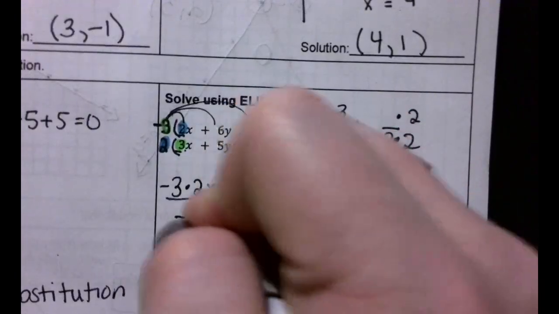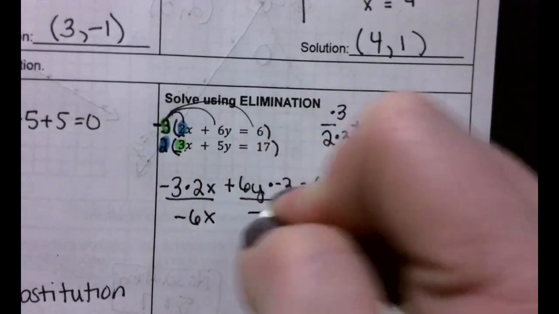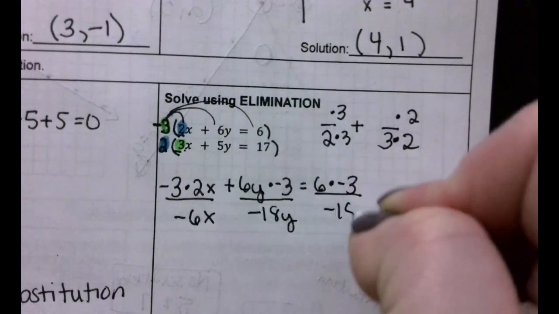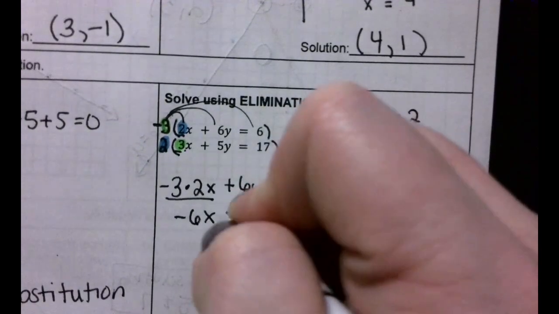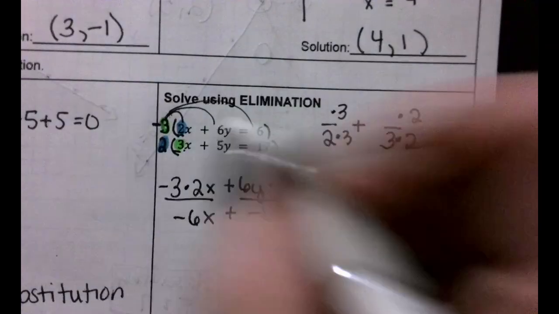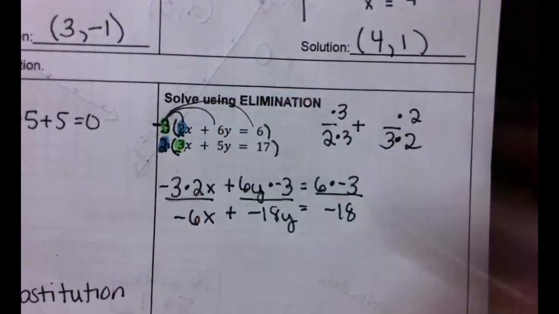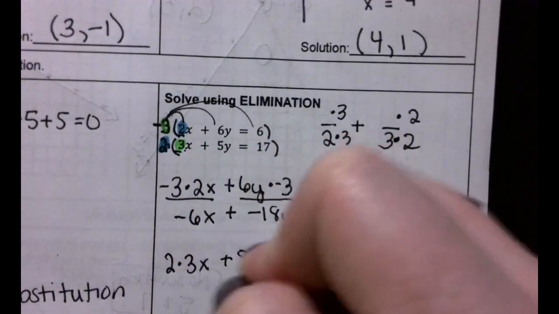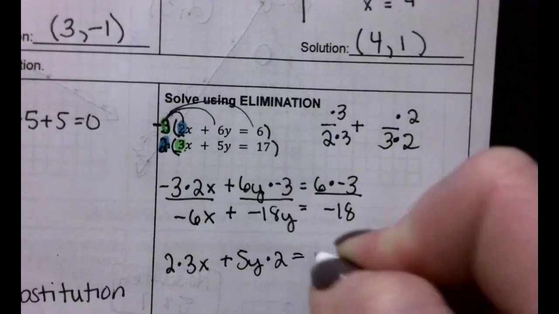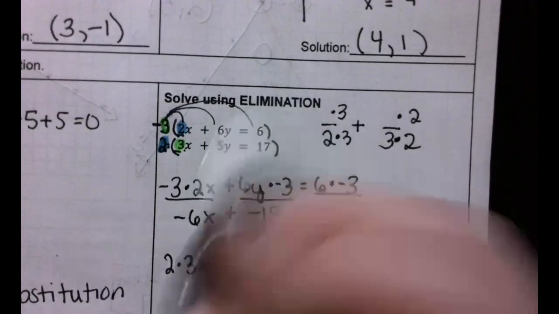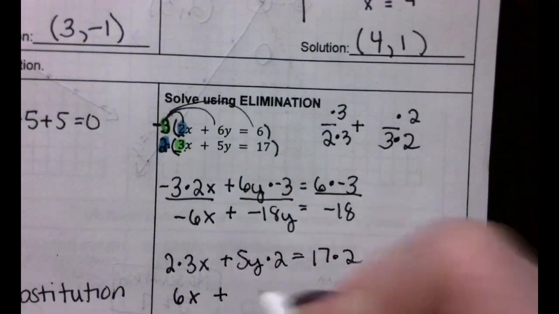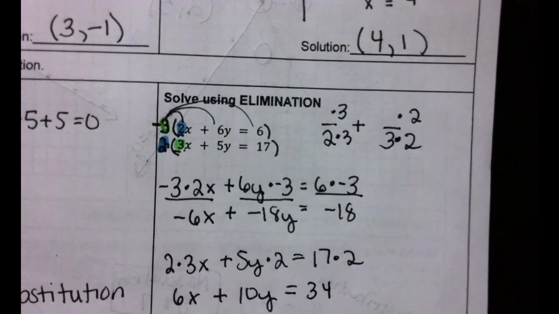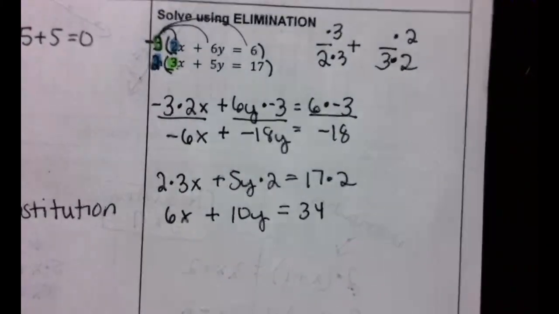Negative 3 times 2 is negative 6. 6 times negative 3 is negative 18. And 6 times negative 3 is negative 18. Make sure that you have all your operators. Now I'm going to simplify the other equation: 2 times 3x plus 5y times 2 equals 17 times 2. I'm going all the way out and doing all of these steps one at a time because I'm teaching it to you. If you don't need to write it out, then don't. But I don't want you to make a mistake because you went too fast.